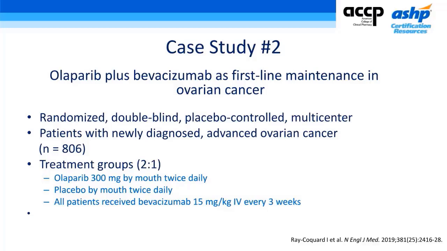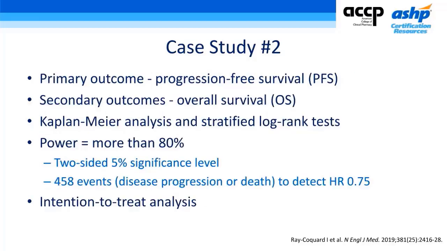The treatment groups are listed here. The randomization was 2-to-1, so twice as many subjects enrolled in olaparib 300 milligrams versus the control group, which was placebo. And then as a standard of care, all patients received bevacizumab. In this trial, the primary outcome was progression-free survival. There were numerous secondary outcomes. I've listed the primary one here, overall survival.